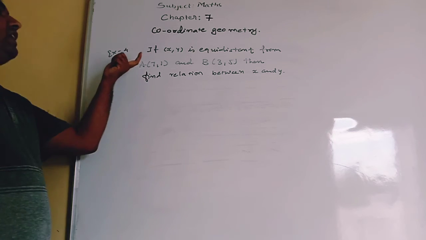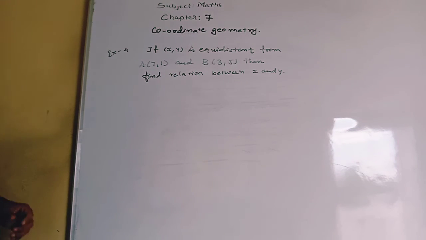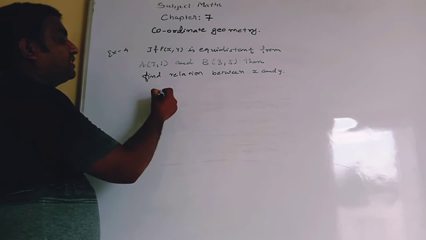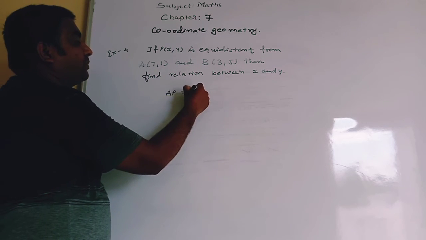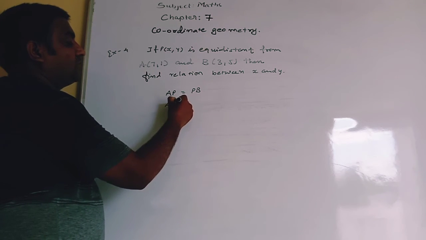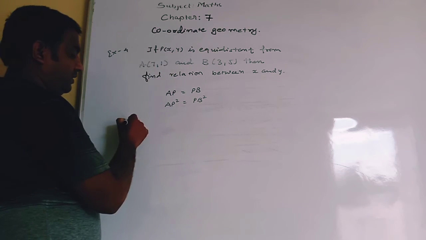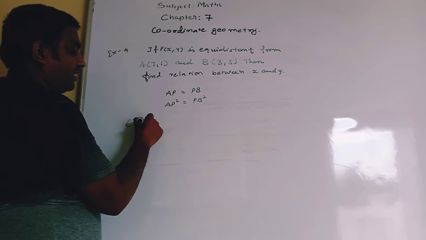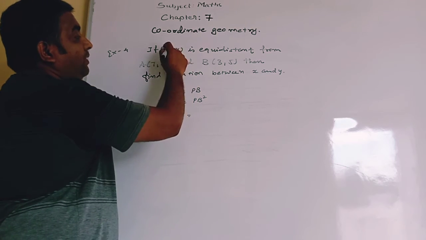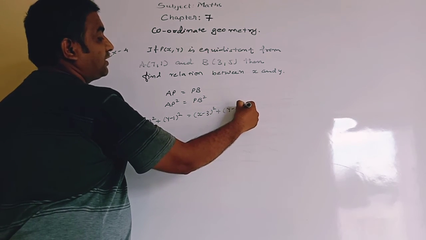Now example 4 we have: if P(x,y) is equidistant from A(7,1) and B(3,5), then find the relation between x and y. So suppose P(x,y) is equidistant, so we can write that AP equals PB. Now two distances are equal, so their squares are also equal. So AP square equals PB square. So AP square by distance formula will be (x - 7)² plus (y - 1)². Same, PB will be (x - 3)² plus (y - 5)².